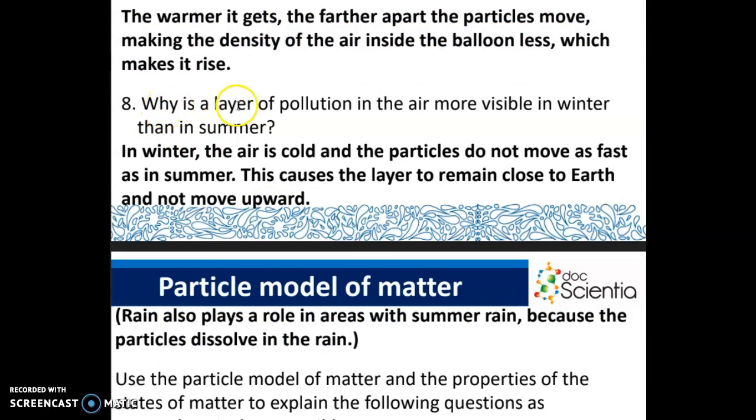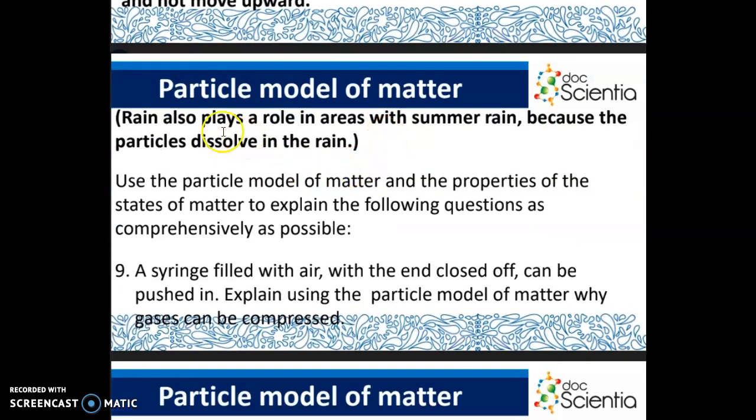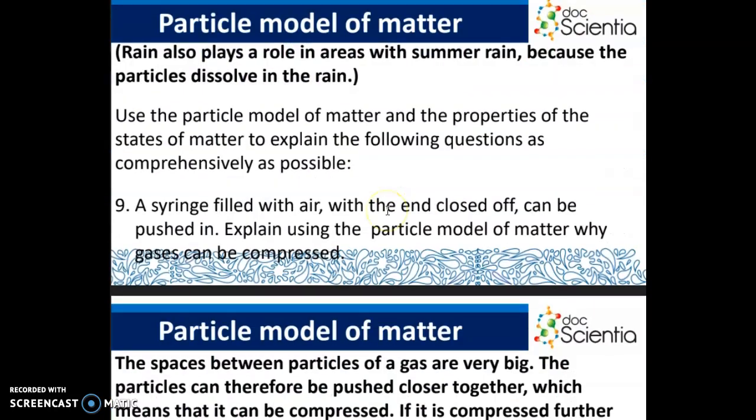Number 8. Why is a layer of pollution in the air more visible in the winter than in the summer? In winter, the air is cold and the particles do not move as fast as in the summer. This causes the layer to remain close to Earth and not move upward. Rain also plays a role in areas with summer rain because the particles dissolve in the rain. But for us here in the Western Cape, we have winter rain, so it helps a little.